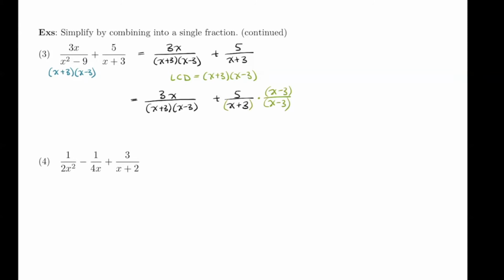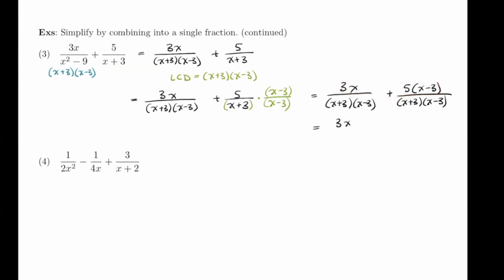Now our first fraction here, I'm just going to again leave that as 3x over x plus 3 times x minus 3. Then our second fraction, again, we're going to multiply across the top and multiply across the bottom. In the top, we will have 5 parentheses x minus 3. And in the bottom, we will have parentheses x plus 3 times x minus 3. Now that they have the common denominator, we can add them together by adding their numerators.